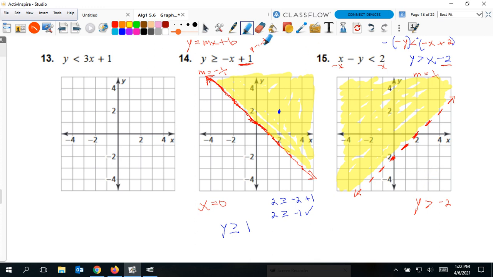And you can always double check yourself. We can even try 0, 0 as a test point. If I plug 0, 0 in either one of these, let's just try it in the original one, that would be 0 minus 0 is less than 2. That's 0. 0 is less than 2 is correct. So it checks out. That test point is on the correct side where we shaded it. All right, go back and pause the video for just a moment. Do number 13 and then check your answer.